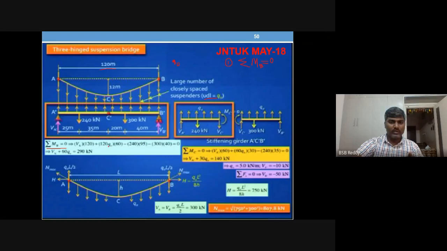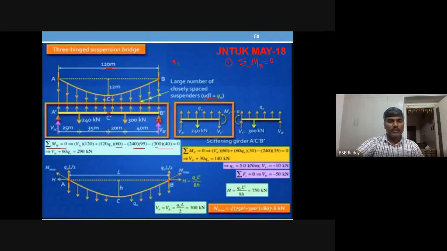Q naught into 120 will act at the middle. The distance between the point load and the support B is 60. Okay, so 120 Q naught into 60. Then the other two loads: 240 into 95, anti-clockwise taken minus 300 into 40.